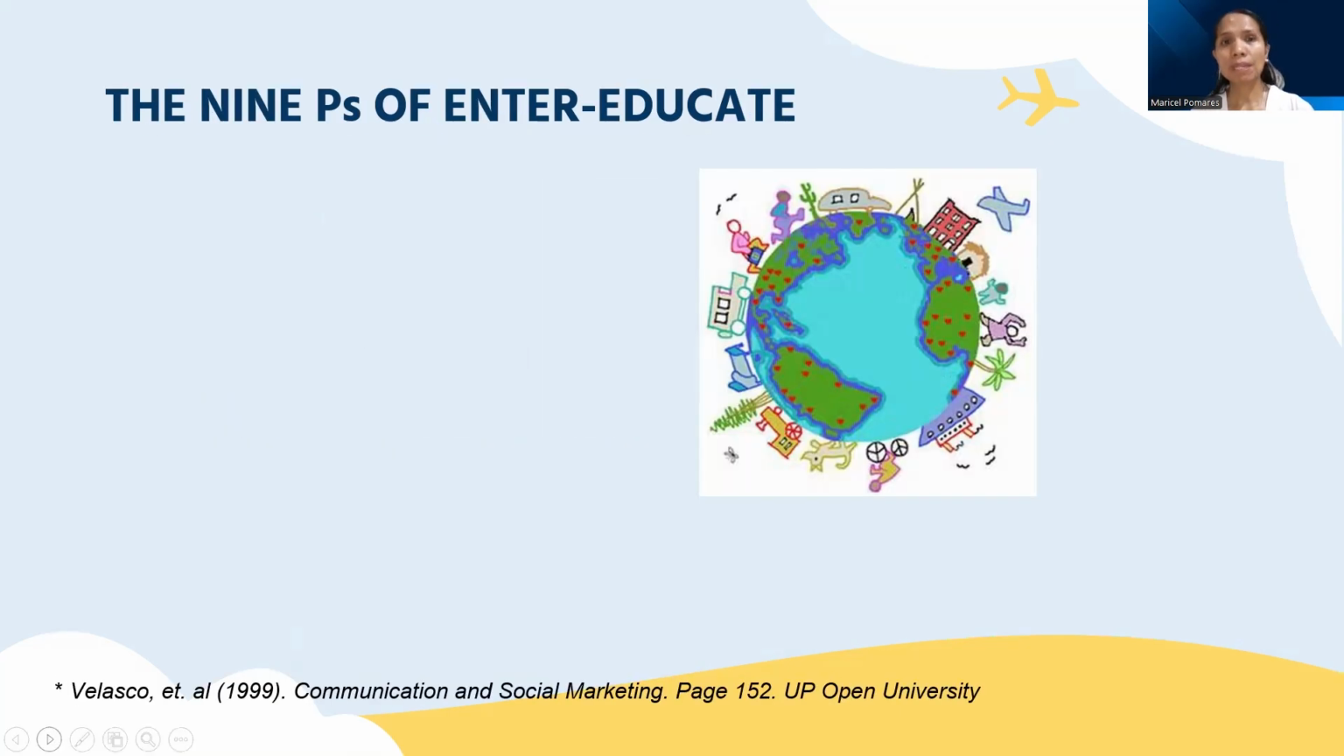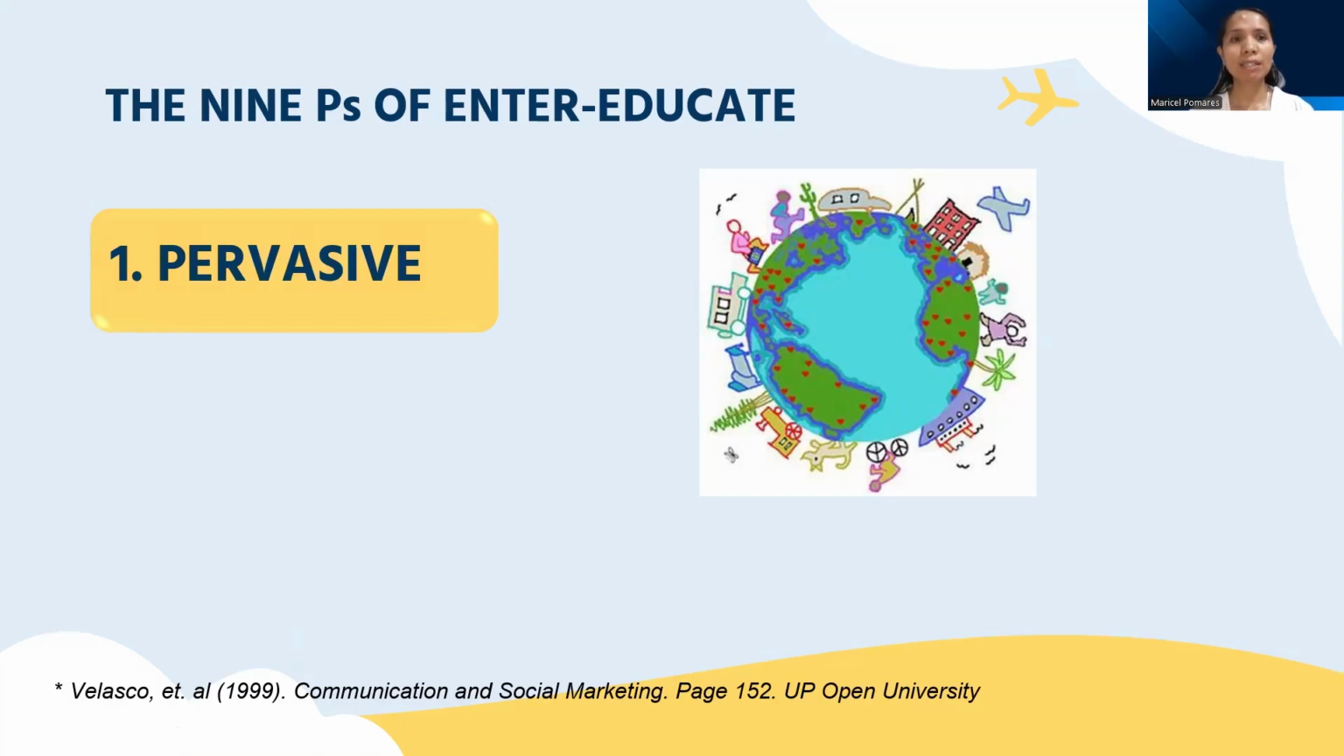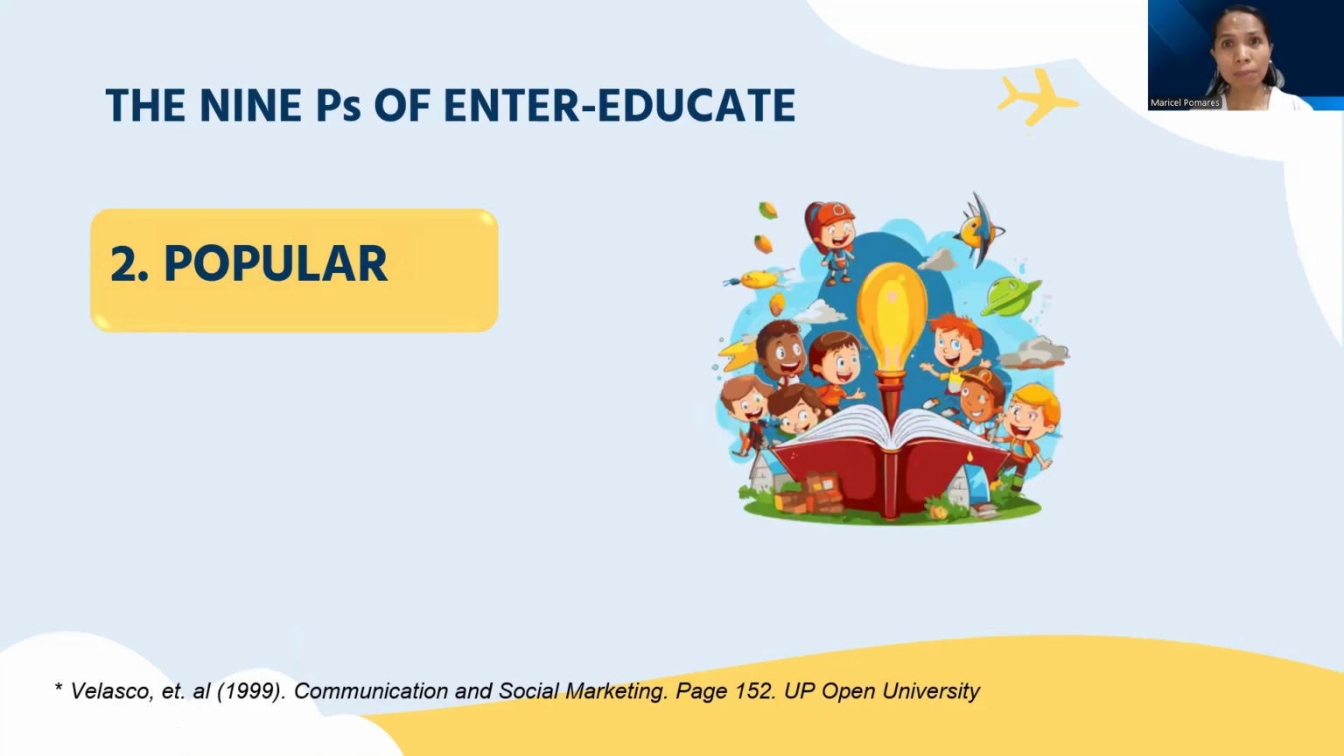There are 9 P's of enter-educate. Why is this very effective? Because of the 9 characteristics. Number 1, it is pervasive. This is pervasive because entertainment is everywhere. Wherever you go, there is entertainment that you can find. And number 2, it is popular. People seek entertainment. People want to be entertained. People want to laugh.